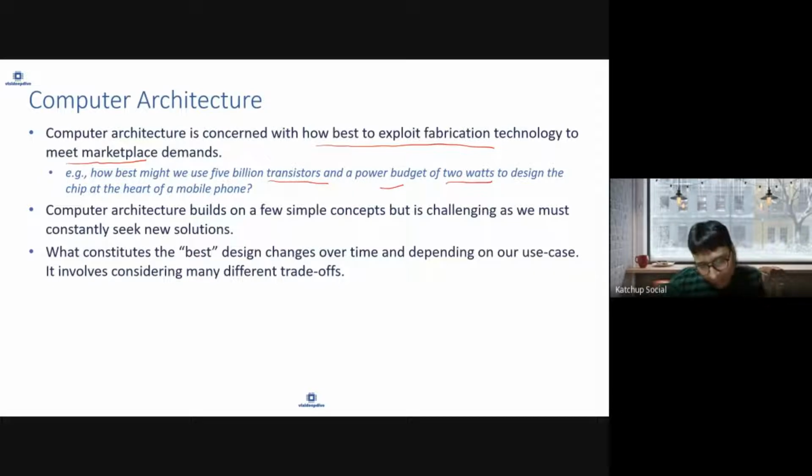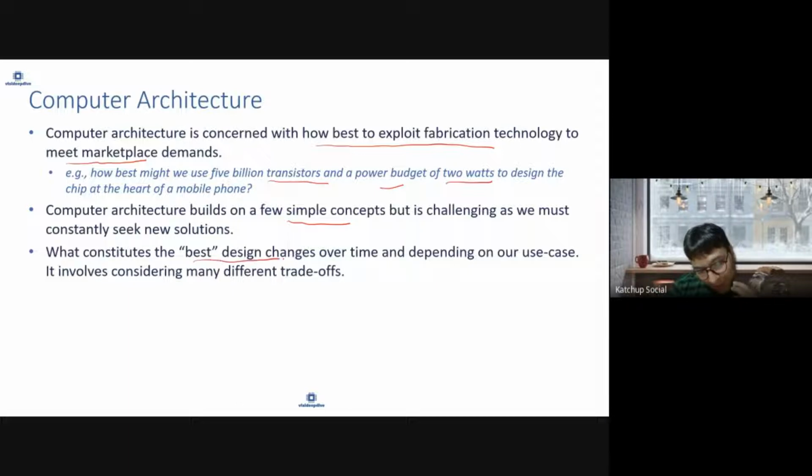So computer architecture builds on a few simple concepts, and it's challenging, as you can see. You're cramming more and more devices, the performance requirements are always bigger, and you always want less time to charge. So it's based upon simple concepts, but it's one of the most challenging aspects of hardware design and architecture design, and we should constantly seek new solutions.